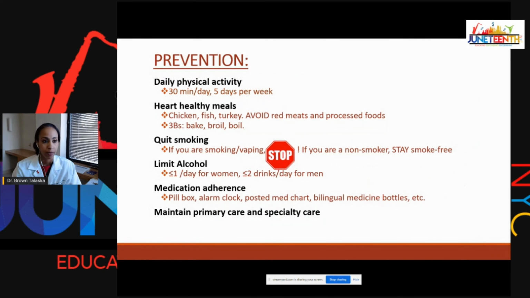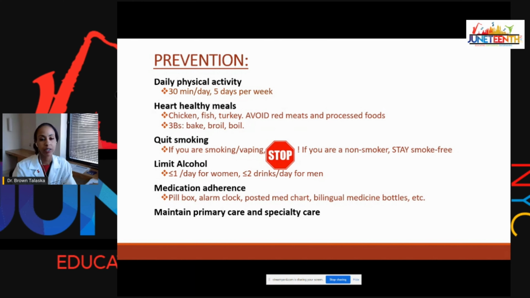So prevention, what can you do to prevent an event, right? That's what we're trying to do. These tools and tips and educational forums are for you to build up your armamentarium, to build up your resources so that you can prevent an event.